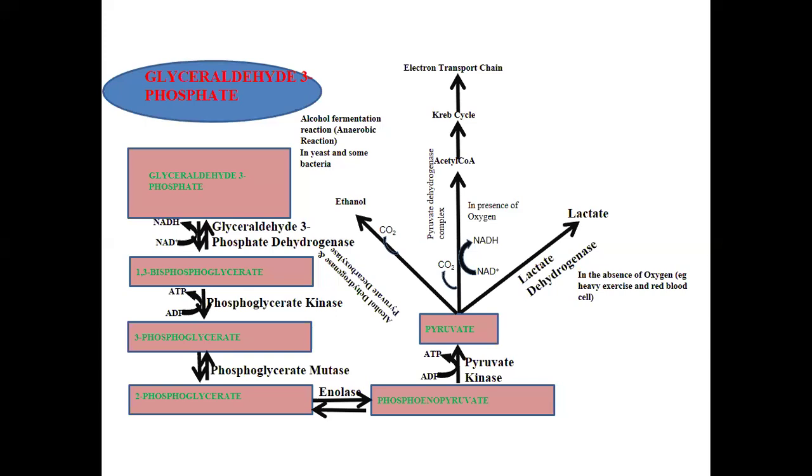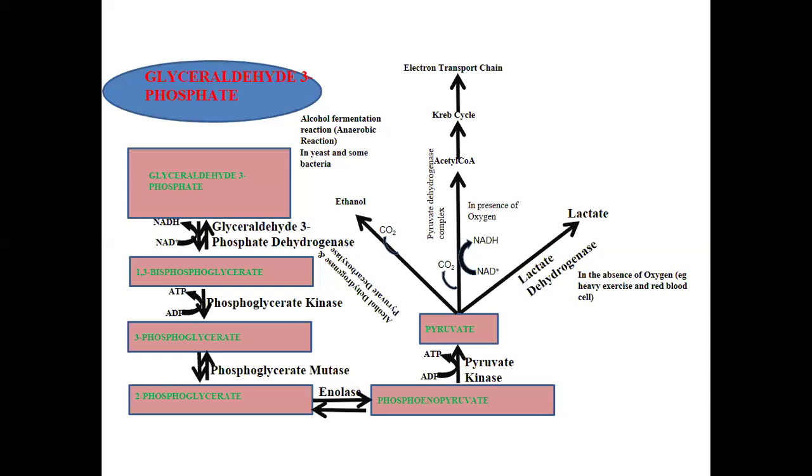Also, in some microorganisms such as yeast and some bacteria, we can have anaerobic respiration, in which, in the absence of oxygen, the pyruvate can be converted to ethanol. The enzymes responsible for this are alcohol dehydrogenase and pyruvate decarboxylase. Those are the two enzymes that can catalyze pyruvate conversion to ethanol in bacteria and yeast. However, in the presence of oxygen, the journey continues.